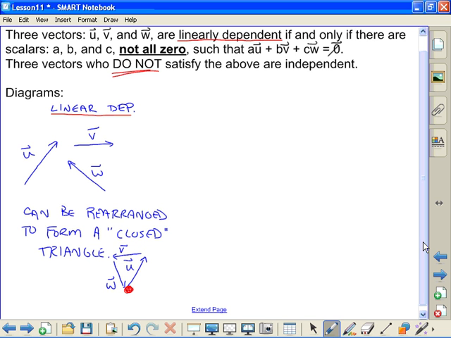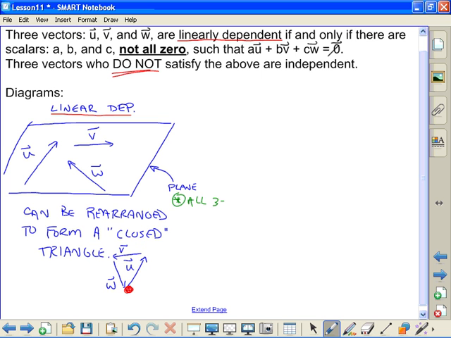Okay. Now going back to my diagram for a second up above here, what does that mean then? If they can get from starting point to end point, that would be like getting directions on a map. And if you're on a map, you're on a piece of paper. So that means all three vectors would fall on a piece of paper or on a plane. So that would then mean all three vectors must be coplanar.